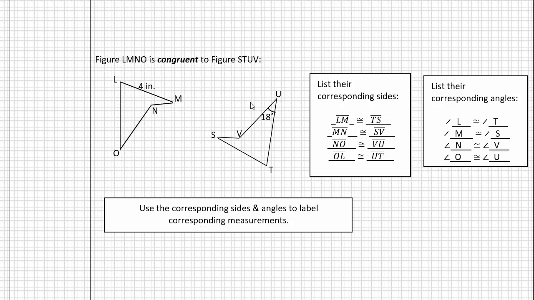What side length on this shape can you fill in the measurement on? Because you know that LM is 4 inches. And knowing that angle U is 18 degrees, what angle on this figure do you know is also 18 degrees? So take a moment to label that. Let's check back and we'll wrap it up.